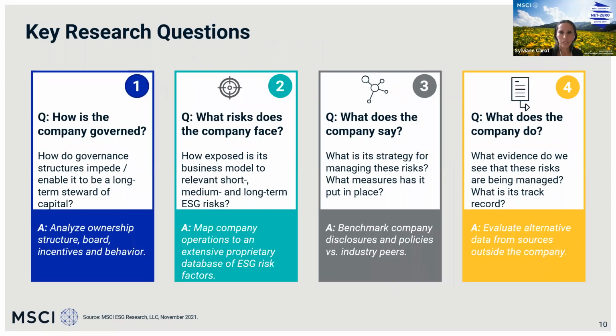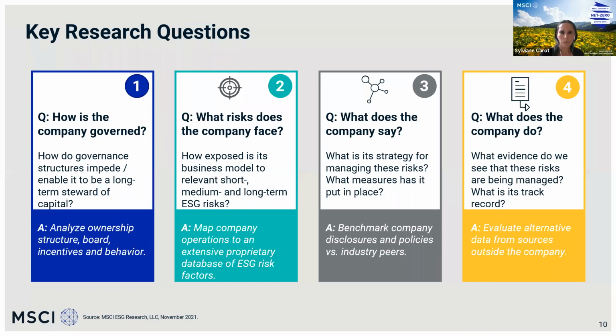So with our ESG ratings, what we try to do is to respond to the 4 questions that you see on the screen, and the 4 steps that follow in our rating. So the first question is, how is the company governed? So we'll look at corporate governance as a starting point. We'll do a deep dive analysis of all the companies. We'll look at the ownership structure, the board composition in terms of gender diversity, for example, tenure of directors. We'll look at incentives and pay behavior.